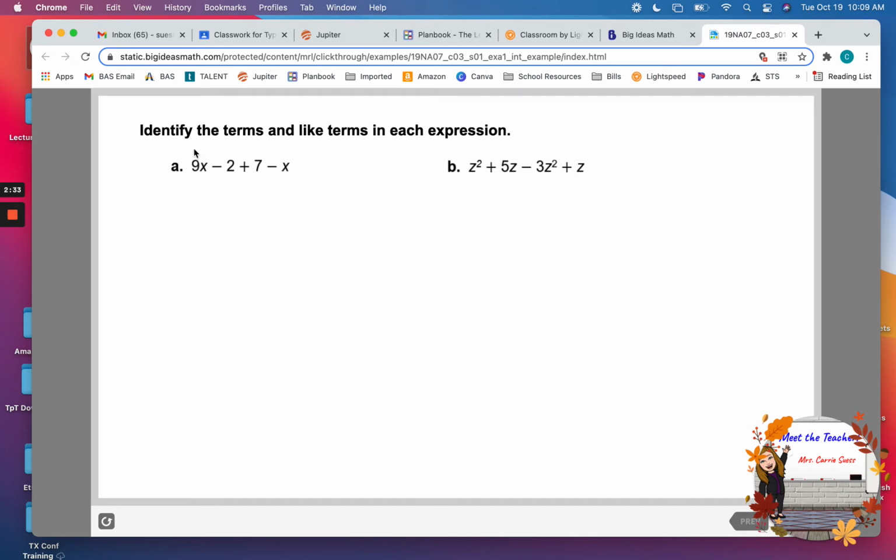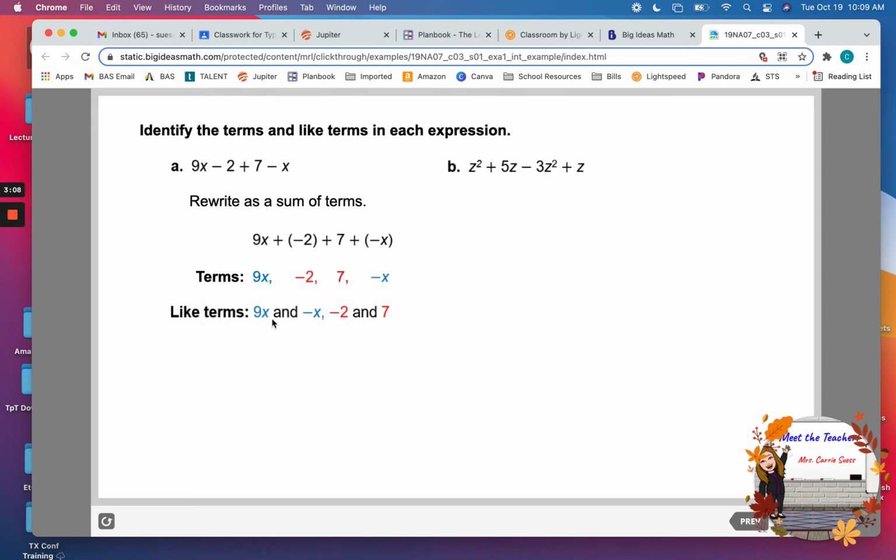Looking at this expression, which terms are like terms? The 9x and the negative x. Okay, so we're going to rewrite this. The 9x and the negative x would be considered like terms. What are the other like terms here? The ones without a variable. Yes, so the negative 2 and 7 would be like terms. So 9x and negative x are like terms, and negative 2 and 7 are like terms.